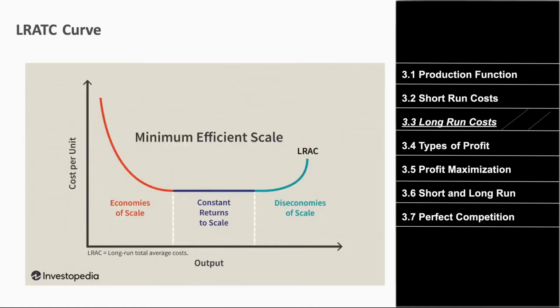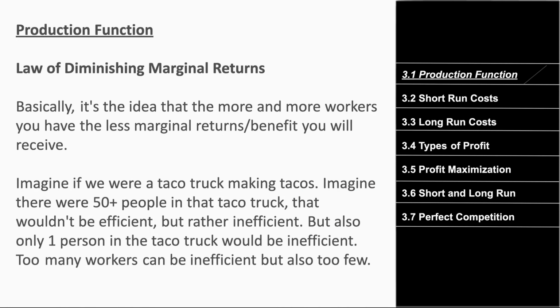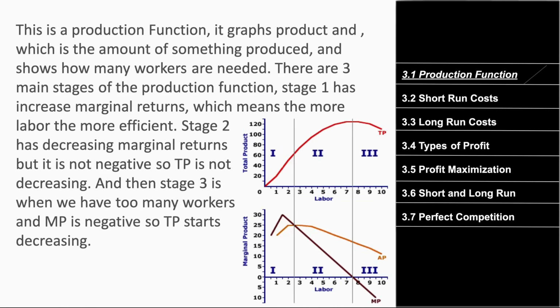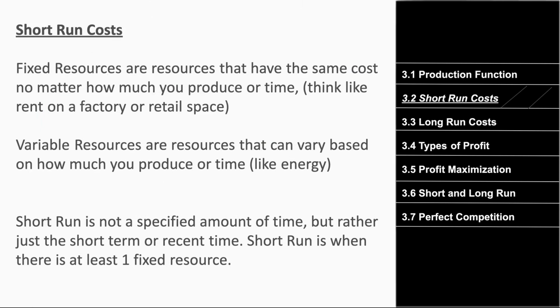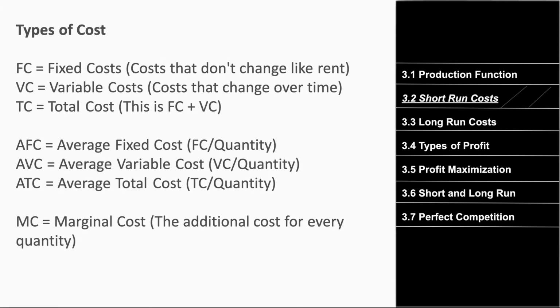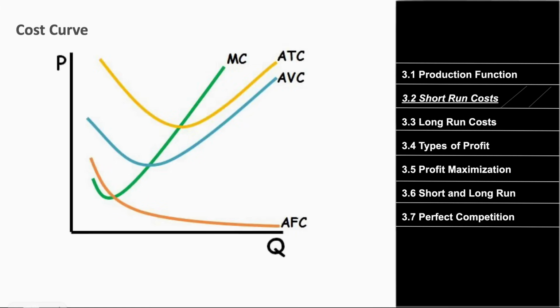And now that's everything for Unit 3. Make sure you know and understand the production function and the law of diminishing marginal returns, all of this, decreasing at an increasing rate, and then negative. Make sure you understand the 3 stages. Make sure you can identify all 3 stages because there are certain questions where you're going to need to identify all 3. Understand short run costs, all of these, fixed and variable cost, how to calculate total cost, the averages, and understand marginal cost. Make sure you memorize this cost curve.